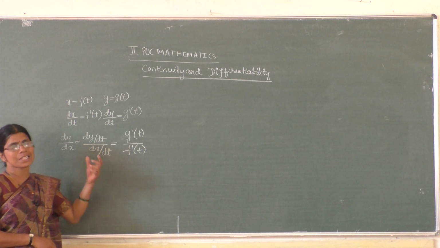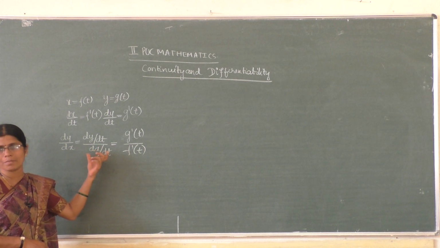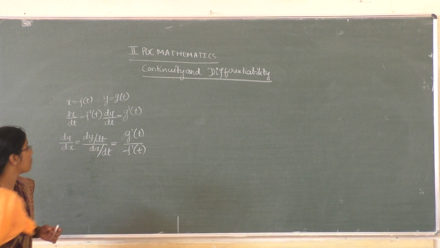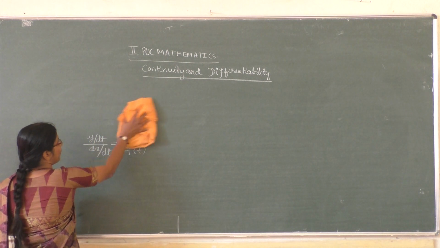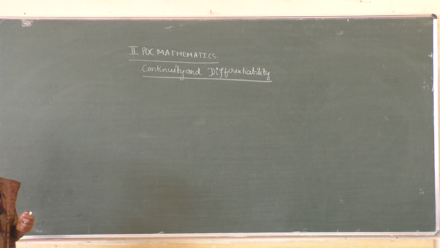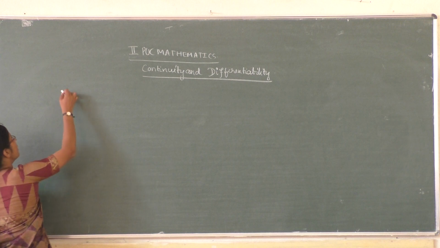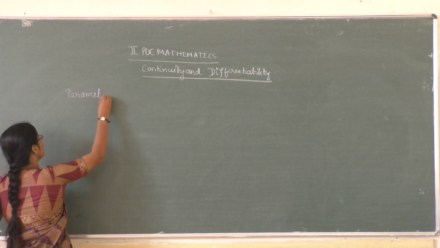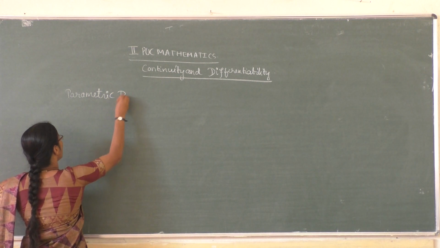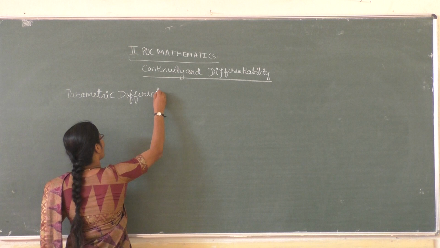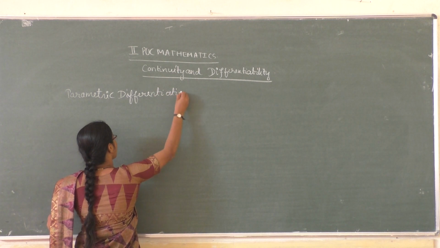In the last class we solved 2 or 3 problems. So now we take some more problems. That means we consider some more functions which are defined parametrically, and then we have to find the derivative of such functions. Parametric differentiation or derivatives of functions which are defined parametrically, both are the same.